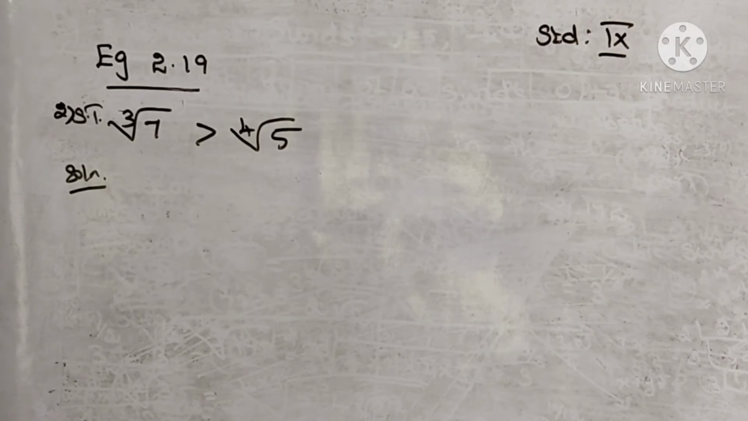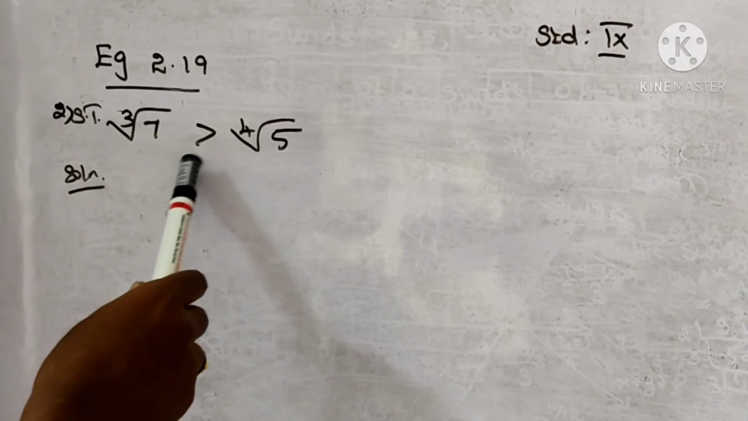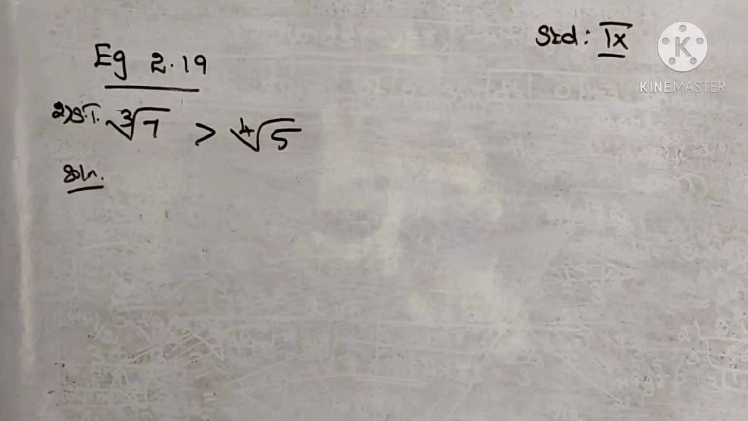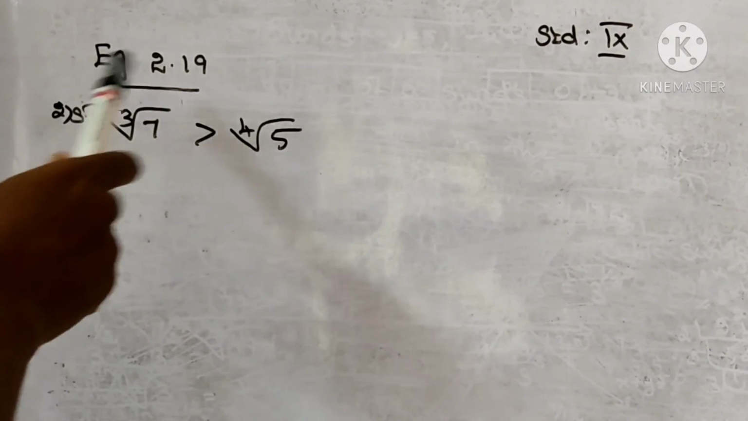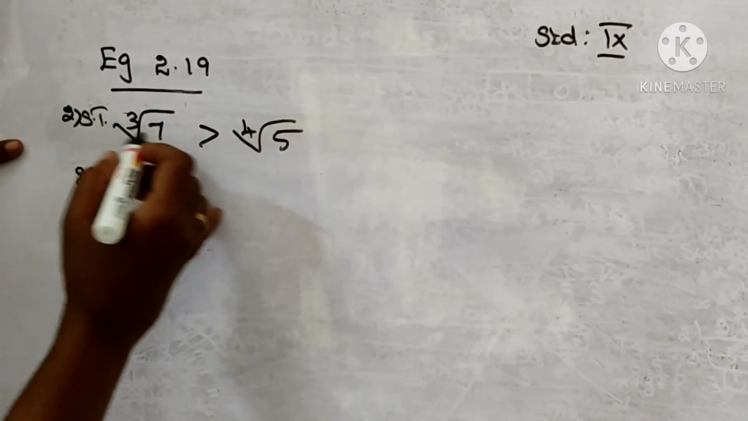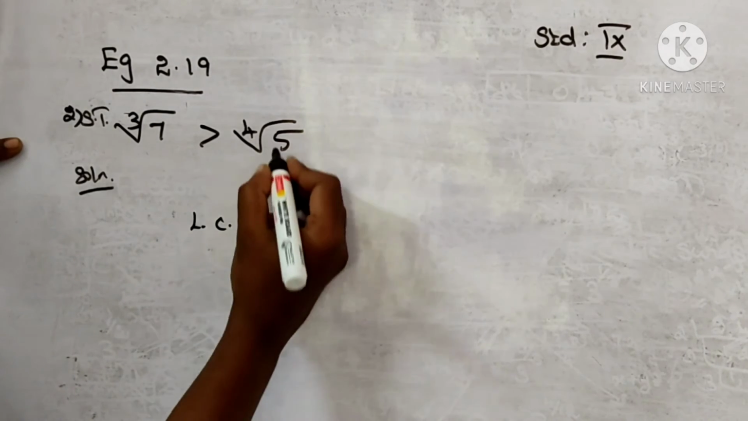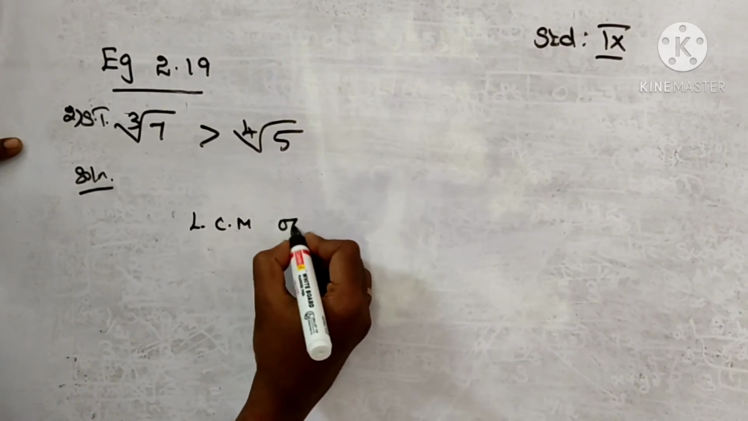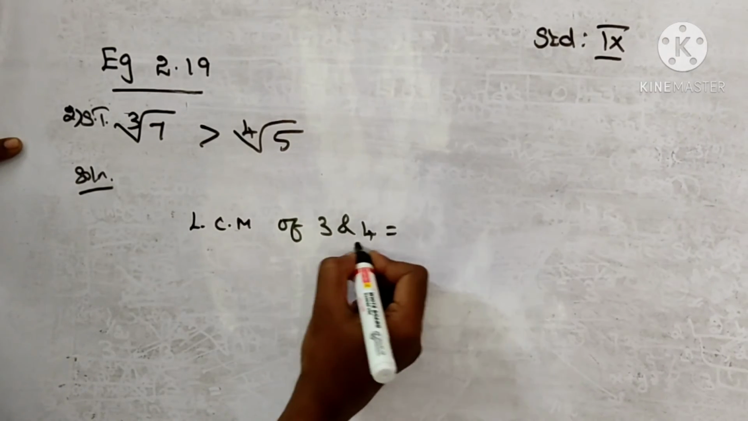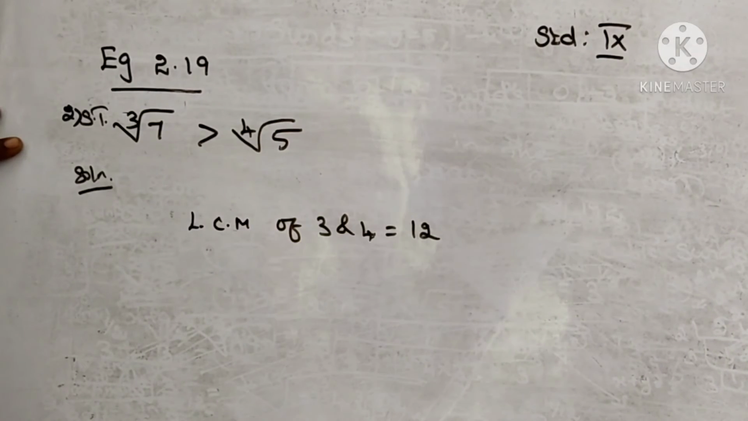Next question. Show that the cubic root of 7 is greater than the 4th root of 5. First we convert the given surds into equiradical surds. So we find the LCM of the orders. The order of the cubic root of 7 is 3 and this one is 4. So the LCM of 3 and 4. 3 and 4 have no common divisors, so we multiply and write. The LCM of 3 and 4 is 12.